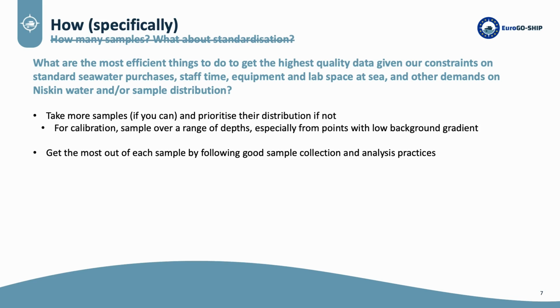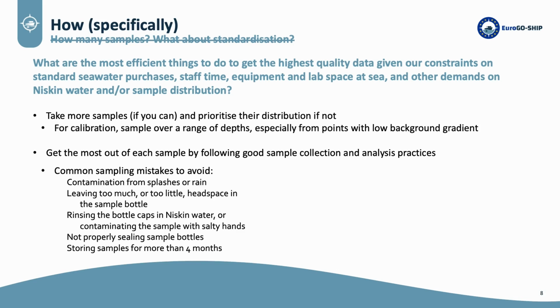So first, if you can, do take more samples, and if not, prioritize their distribution. For calibration, you want to sample over a range of depths, and you do want to especially sample from points with a low background gradient in salinity, because those will give you the best comparison between the CTD and the bottle sample with the least noise. And then next, however many samples you can collect, get the most out of each of them by following good sample collection and analysis practices.